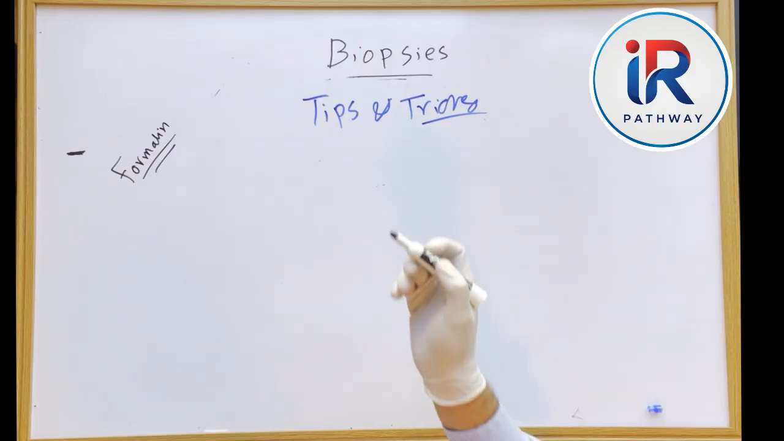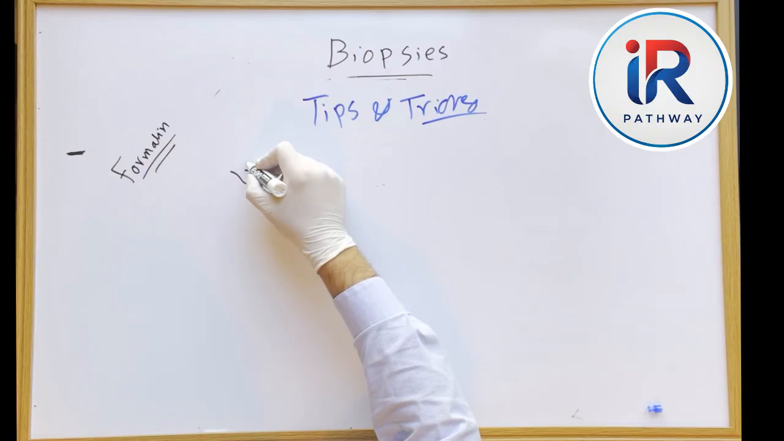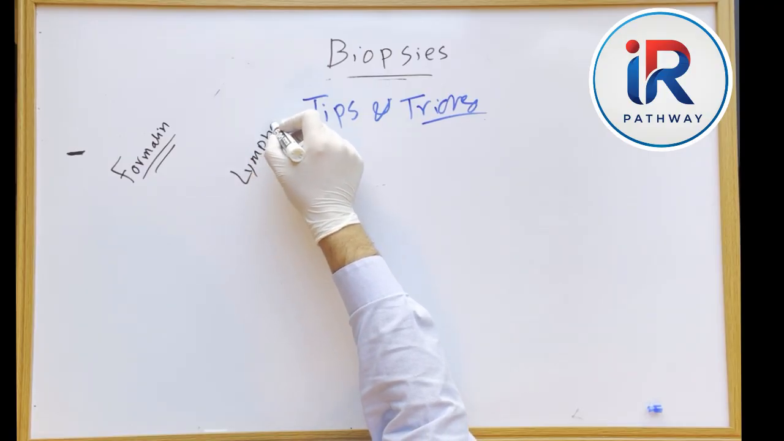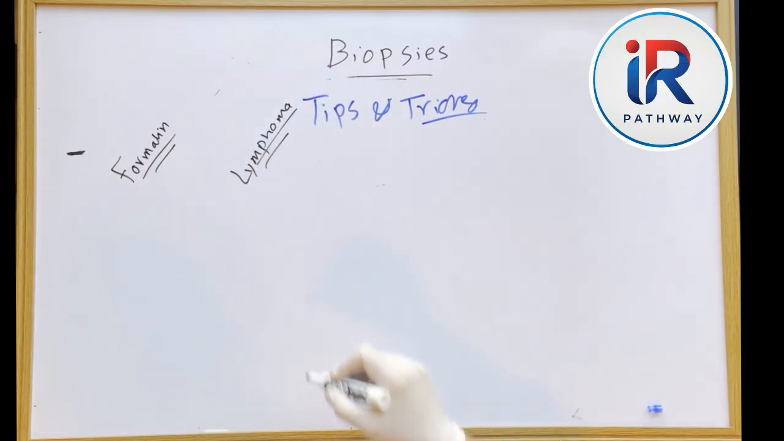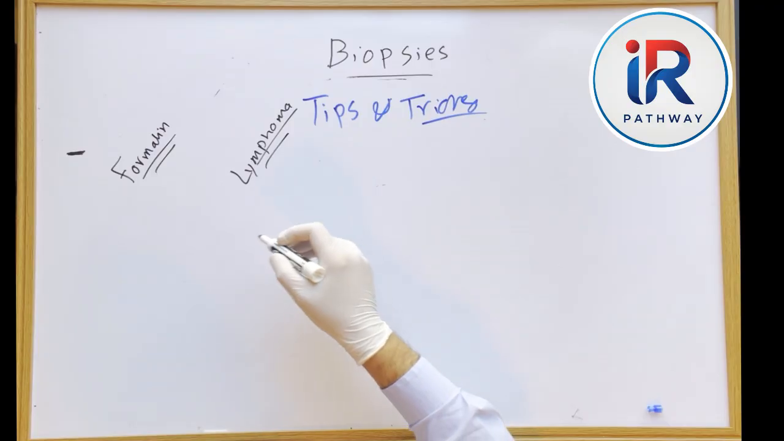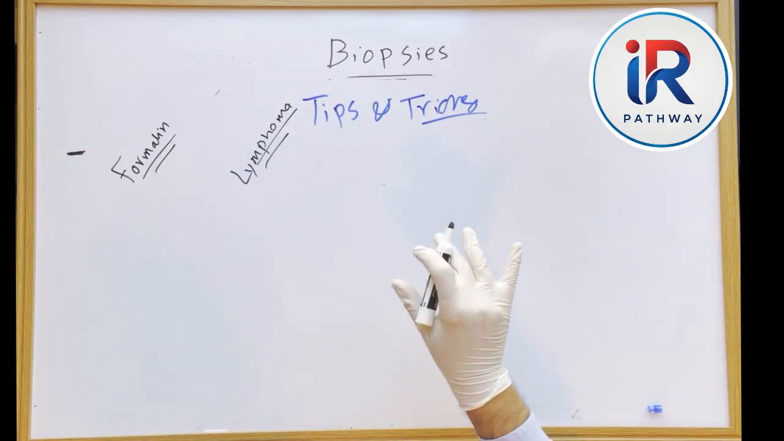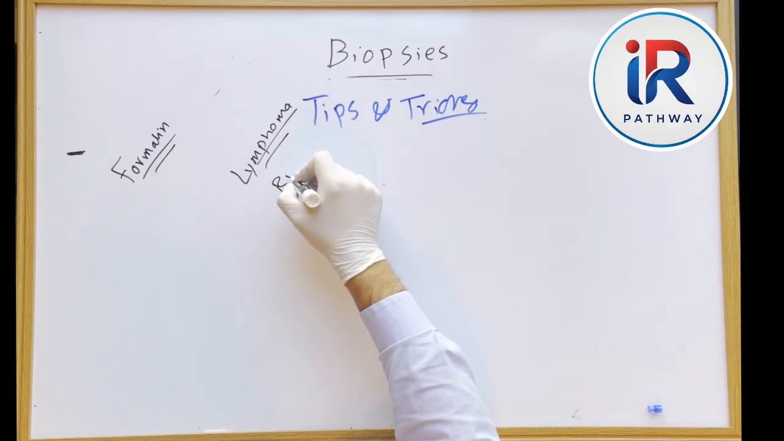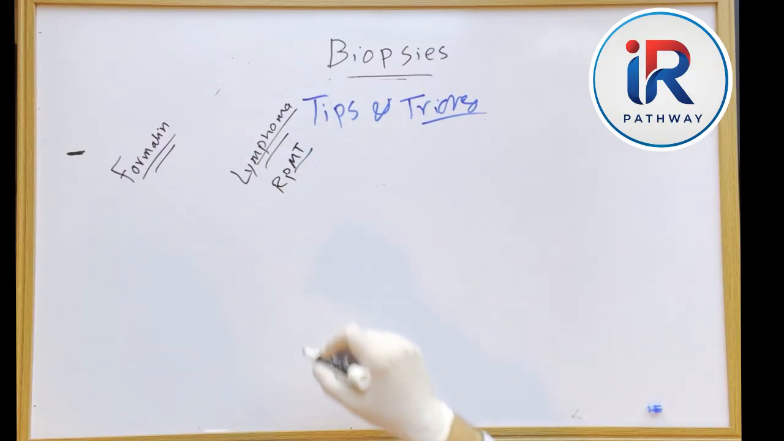For example, in cases of lymphoma, flow cytometry studies may be required to accurately identify the exact type of lymphoma. These samples should not be placed in formalin, but preserved in a special medium such as RPMI, although the medium may vary depending on your institution. It's very important to keep this in mind before taking a biopsy.